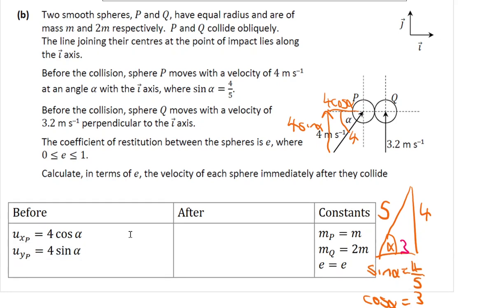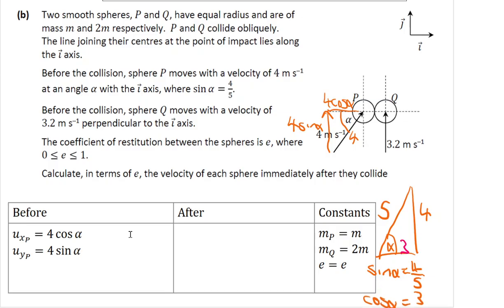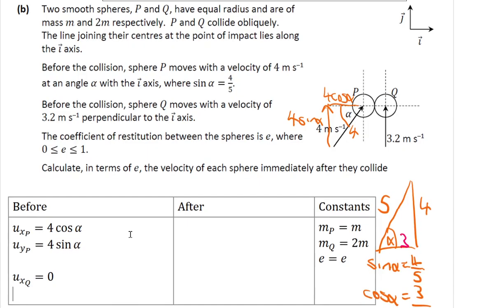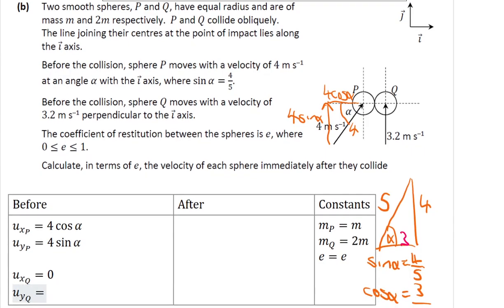Okay. Then let's have a look at q. So u x of q: q has 0 left-right speed before the collision. And u y of q equals 3.2. So that's what's going on before the collision.